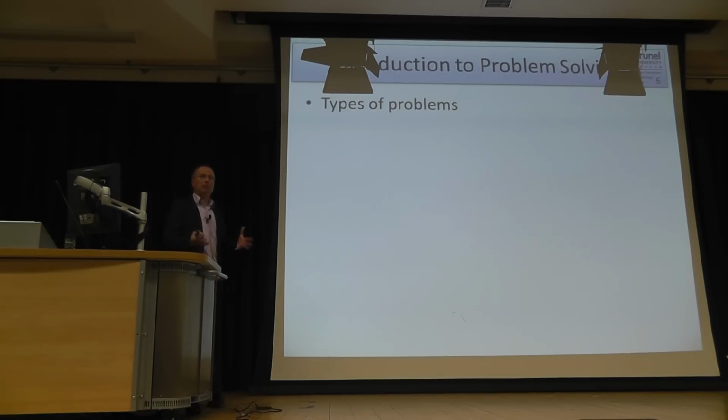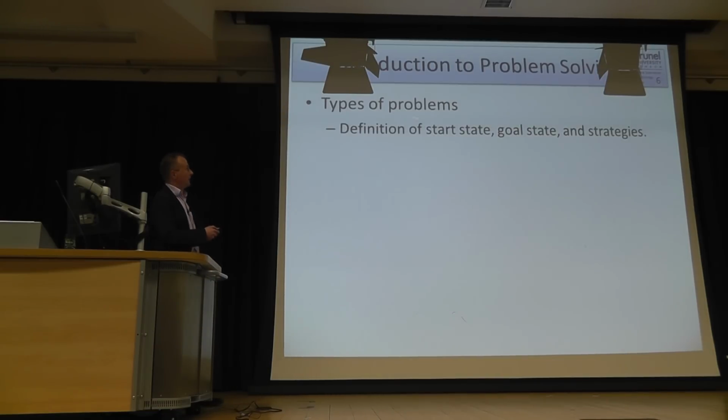Problems can be subdivided or described by some characteristics. And the first one is when we look at how well our start state, goal state, and the strategies to get from start to goal are defined, then we can see that we have well-defined problems. That means everything here is well described and well defined. Or we have ill-defined problems. That means it is unclear at least one of these things. We will see examples in a moment and go through that.